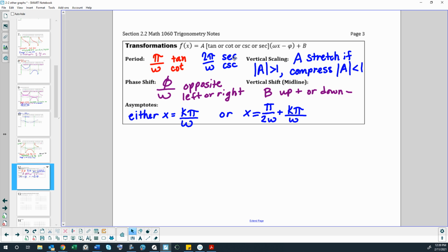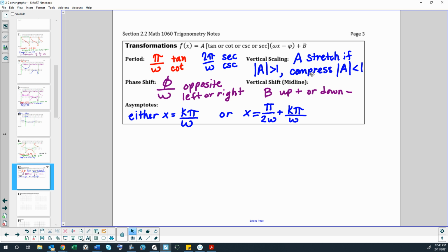For secant and cosecant, it's going to be the same as sine and cosine. It's that period of 2 pi divided by that number omega. Vertical scalings aren't going to matter quite so much. You can't even hardly see them with tangent and cotangent. We do not call them an amplitude.